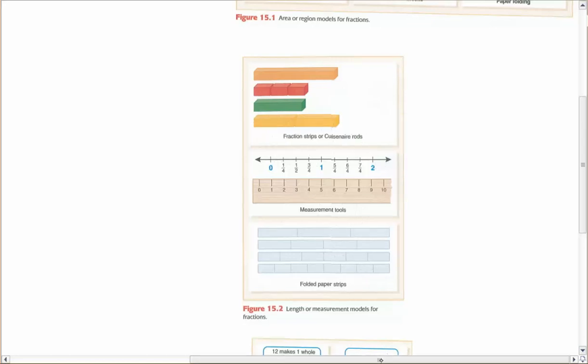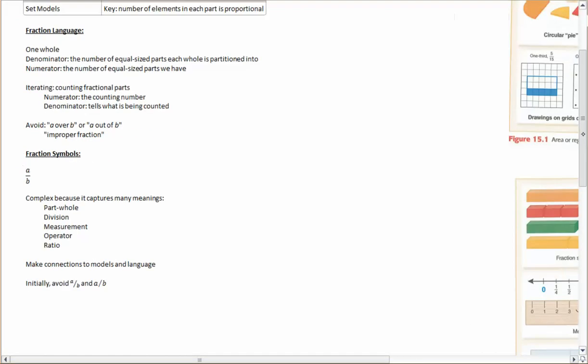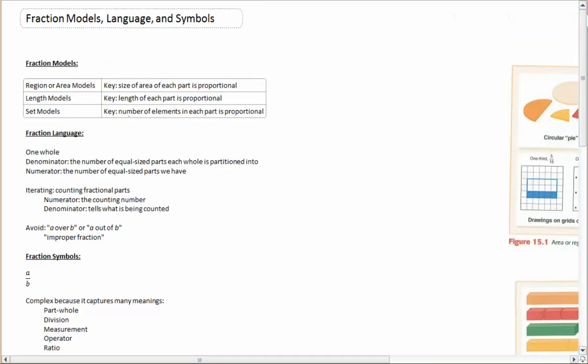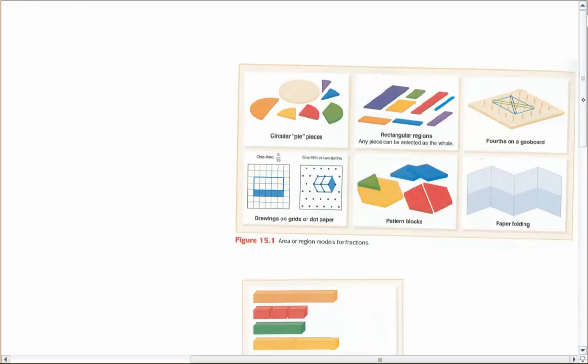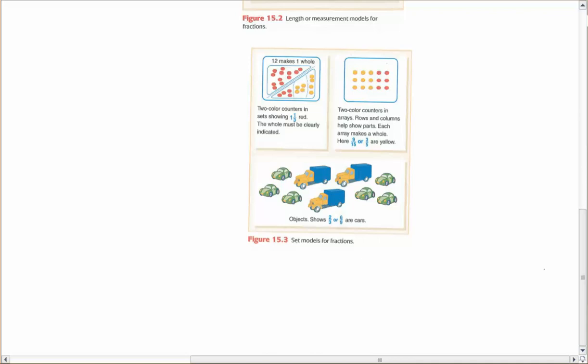The last type of model is what's called a set model. And in a set model, the key here is that the number of elements in each part is proportional. So if we take a look at some examples of set models, we can have 2-color counters, and if we're thinking about 12 counters making one whole, then we can look at different parts. For example, what fraction would 4 counters be if 12 makes a whole? And it's the number of the 4 counters, not the size of the counters or anything like that, but the number of them that's important.